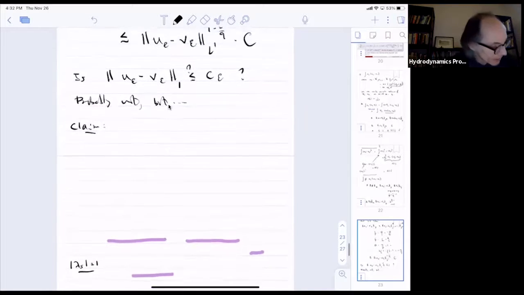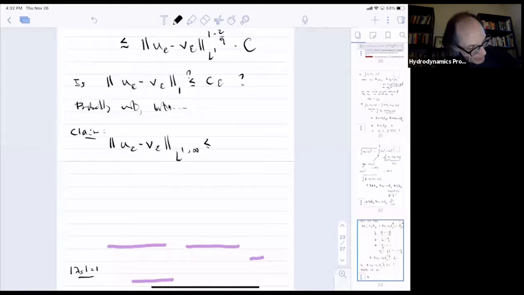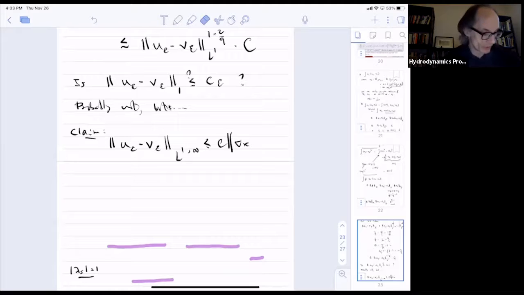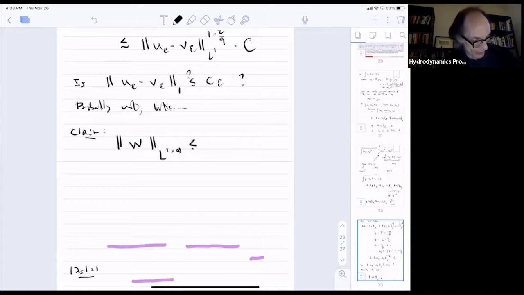But I claim that there's a Lorentz space norm, the L1 infinity norm of U epsilon minus V epsilon, is bounded by a constant times... So this is a weaker norm than L1. Well, this isn't true for U minus V in general. So for any, let's say W, the L1 infinity norm in R3 is bounded by the curl of W in the homogeneous flat norm.